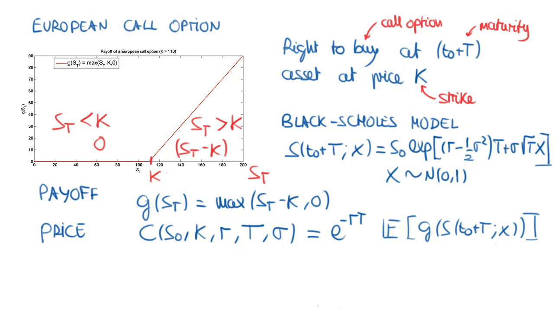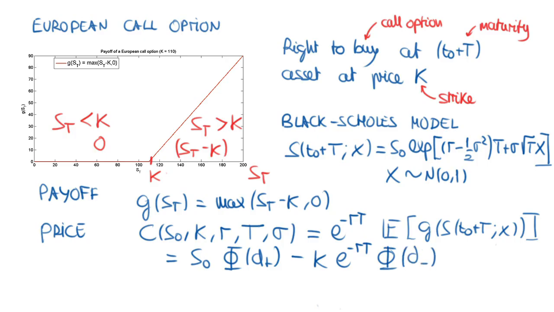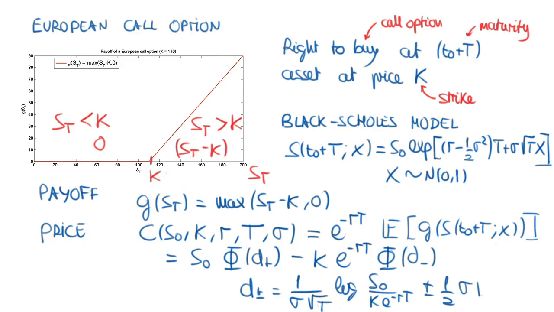For the European call option, there is an explicit pricing formula in terms of the normal distribution. In particular, the price of this option is equal to S0 times the norm CDF evaluated at d plus, minus the strike times the discount factor times the norm CDF evaluated at d minus. d plus-minus is equal to 1 over sigma square root of t times the logarithm of S0 over K times e to the minus rt, plus-minus 1/2 sigma square root of t.